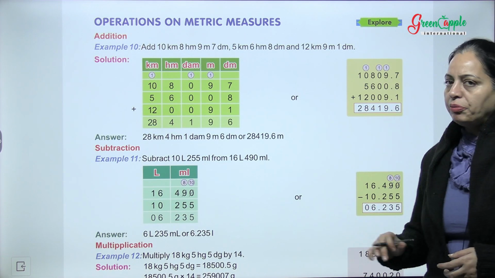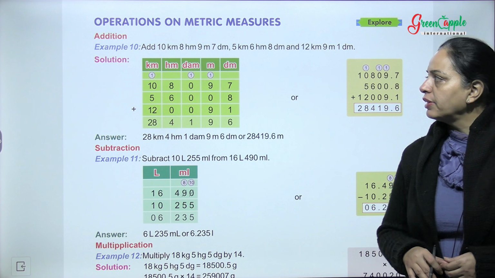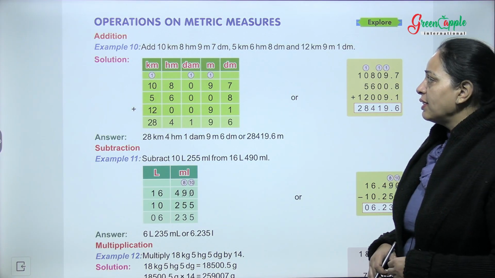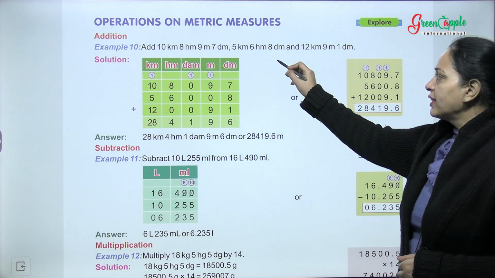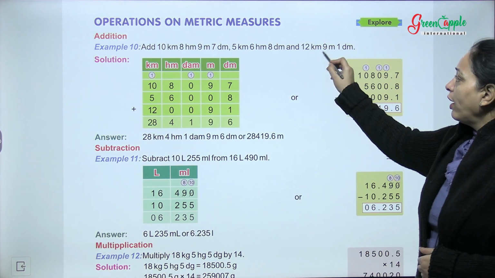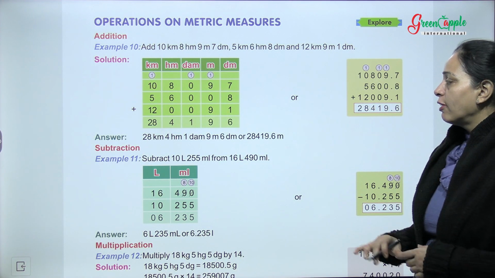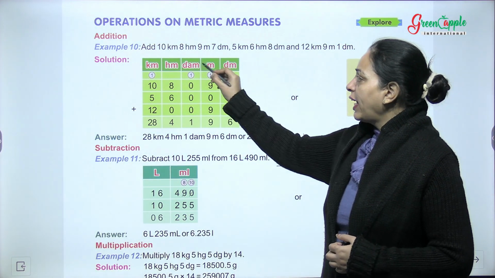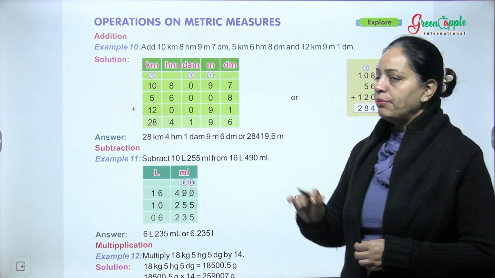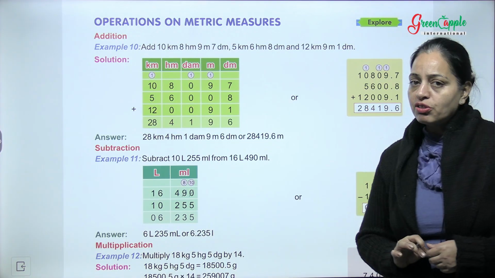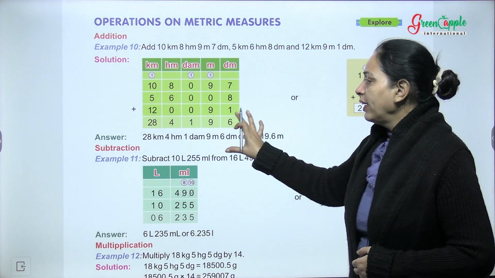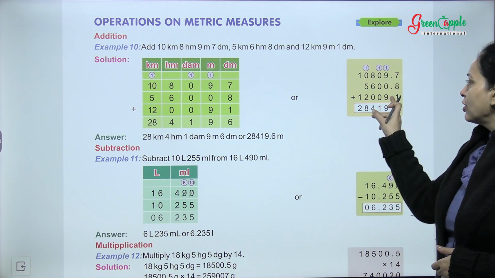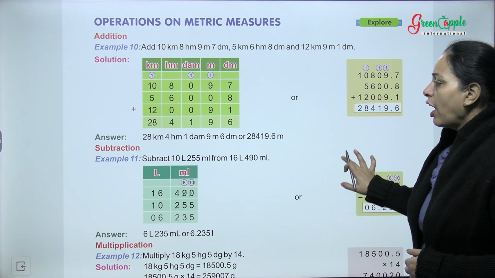Now come to operation on metric measures, like addition. Example 10, add 10 kilometer, 8 hectometer, 9 meter, 7 decimeter and 5 kilometer, 6 hectometer, 8 decimeter and 12 kilometer, 9 meter and 1 decimeter. So we have to write the units according to their place value, like here meter, decameter, hectometer, kilometer and here decimeter. Now just put the values, substitute the values. Now just write and then add. So this is the answer. Or you can do in decimal form like this also. This is also correct.